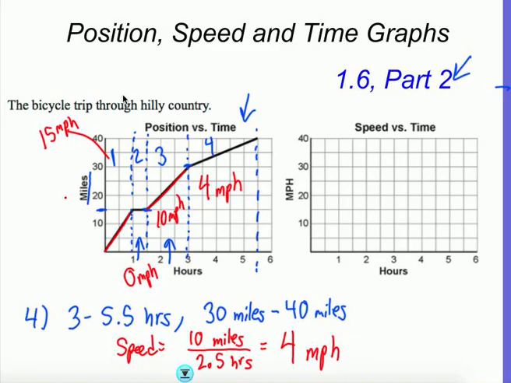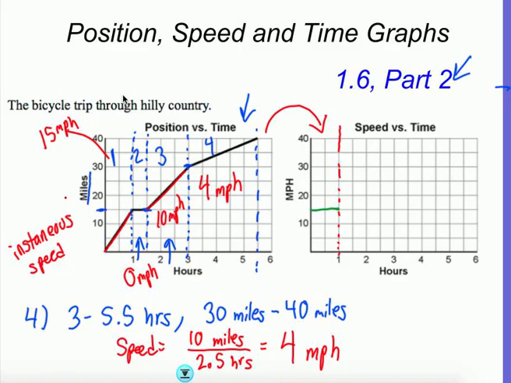Now we have completely analyzed our position versus time graph. We know his instantaneous speed at every part of the graph. So we're ready to take this and turn it into a speed versus time graph. We're going to have the same chunks. In the first hour, he was going at a constant speed of, I'll do this in green, 15 miles an hour.